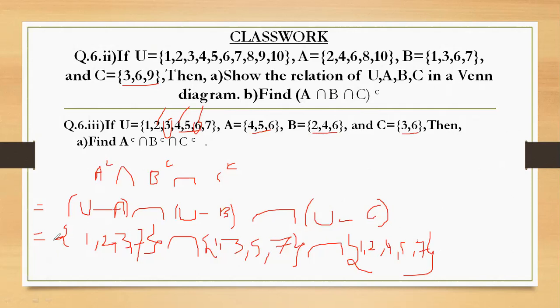You are right, children. Now, can you tell what is common in all these sets? Sir, 1 and 7. You are absolutely right. Its answer will be 1, 7. Understood, children?